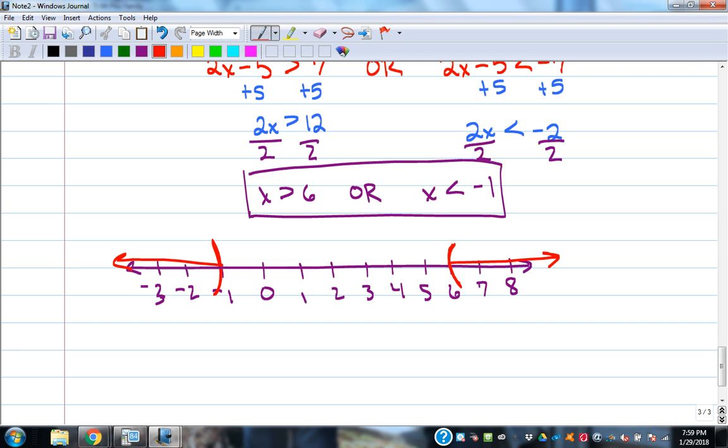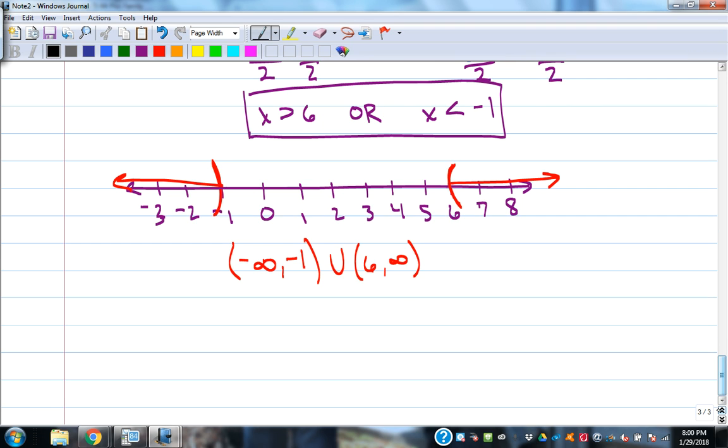Okay? The interval notation, got to do that too. Negative infinity up to negative 1, parentheses, union, 6 to positive infinity. If you can get the number line done, the interval notation is super easy, because it's almost just copying that. OR problems will always go opposite directions. OR starts with O, opposite starts with O. They'll always go opposite directions. Always. Okay? We'll do another one.